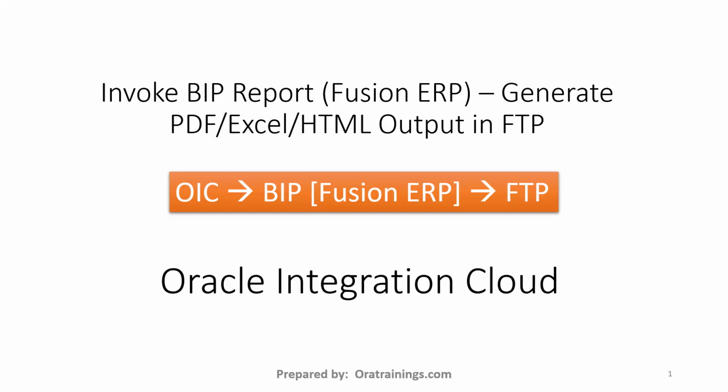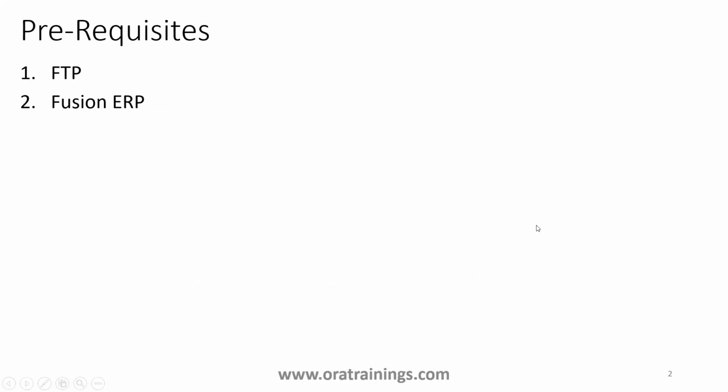In this session, we'll discuss generating a BIP report in Fusion using Oracle Integration Cloud, and the output of the BIP report will be saved in the respective format in FTP. You can see the flow here. We'll have an OIC which invokes a BIP report in Fusion in a respective format. That output file which you got from the BIP report will be saved in FTP. So let's see the content.